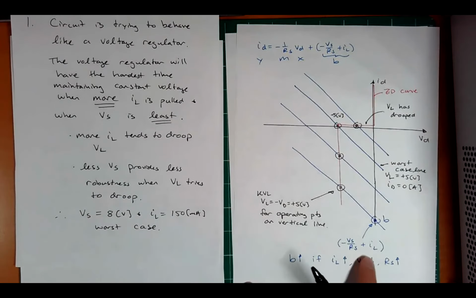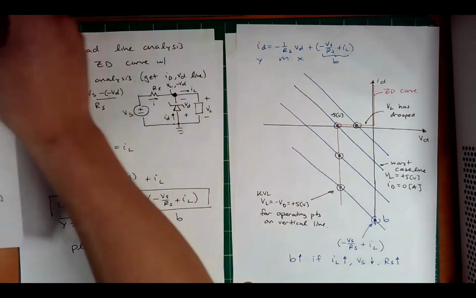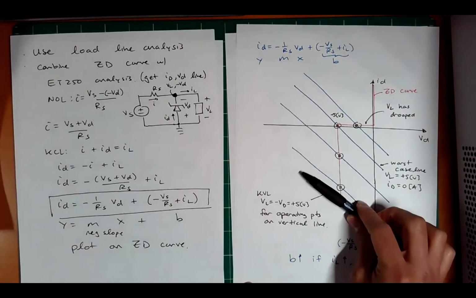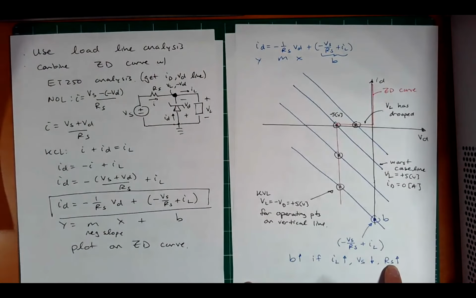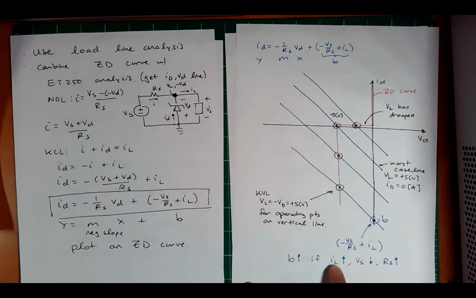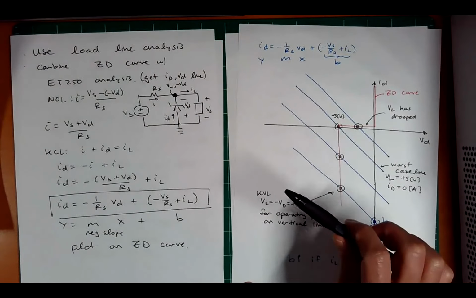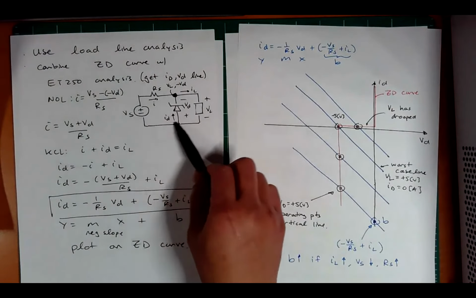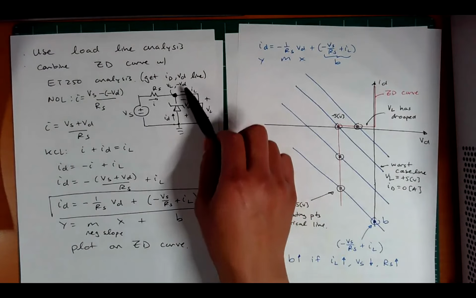Well, what about this R_S? Because R_S is in the denominator, increasing R_S, not the load resistor, but this R_S, is also going to be bad. So actually big values of R_S, small values of V_S, and big values of I_L are going to make it harder for this voltage regulator to do its job and keep 5 volts on here.